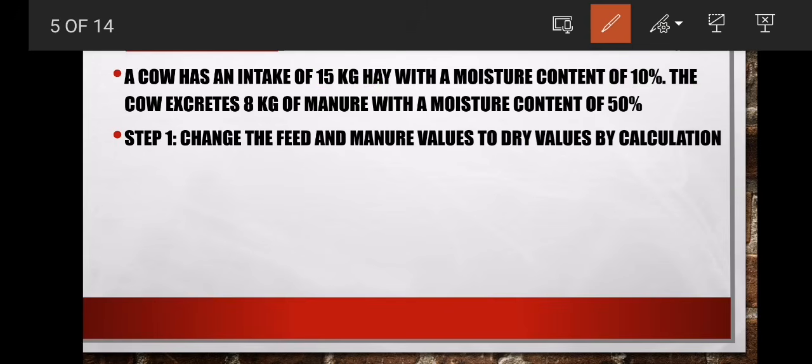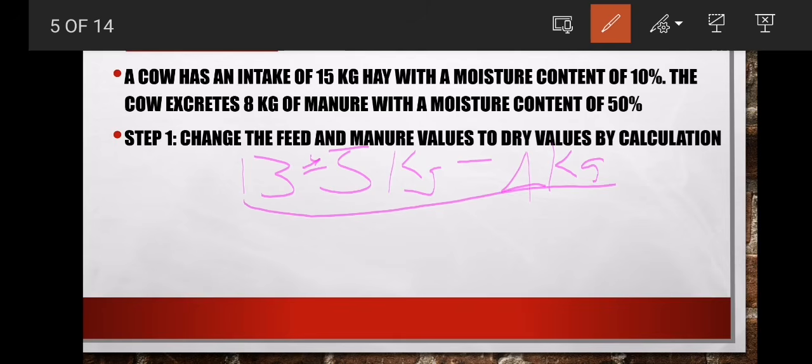Now let's assume that we have our formula. Our formula says dry material intake, 13.5 kg, minus dry manure, 4 kg, divided by the dry material intake, 13.5 kg, multiplied by what? 100, so that it becomes a percent.